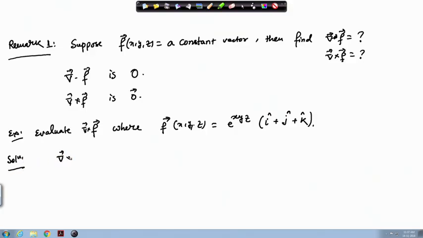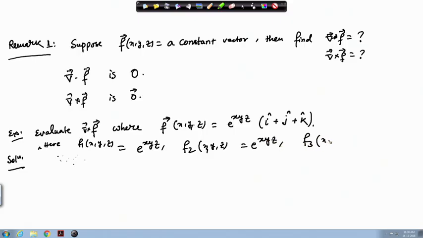So, curl of f, we know the formula. Here our three components are e to the power xyz, e to the power xyz, e to the power xyz, because they are all the same. So, f1(x,y,z) equals e to the power xyz, f2(x,y,z) equals e to the power xyz, and similarly f3(x,y,z) equals e to the power xyz.